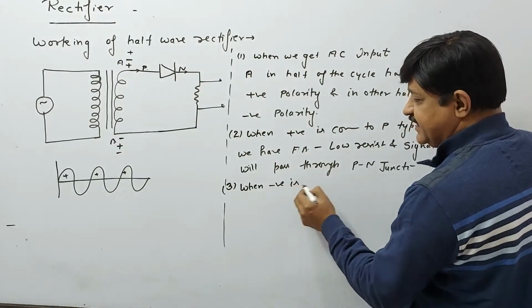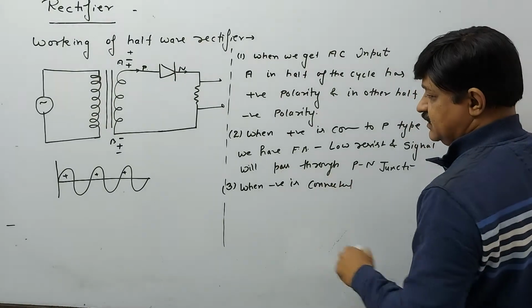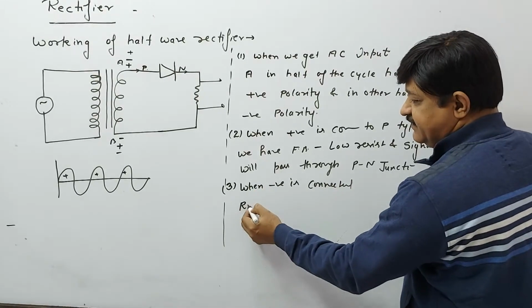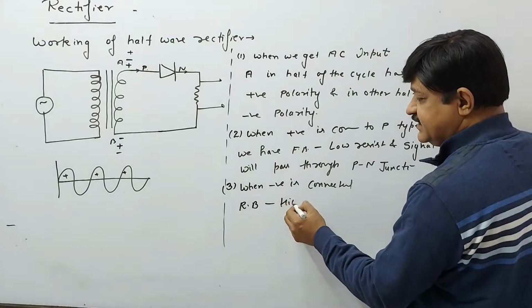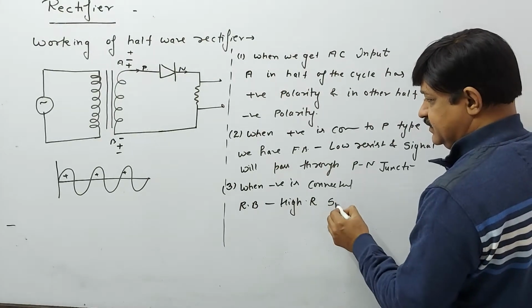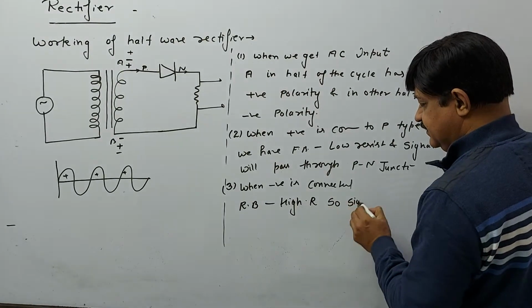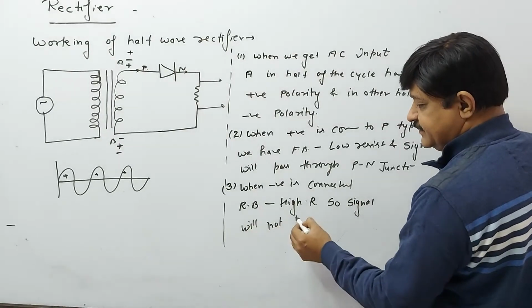When negative is connected, reverse biasing will happen, high resistance, so the signal will not pass.